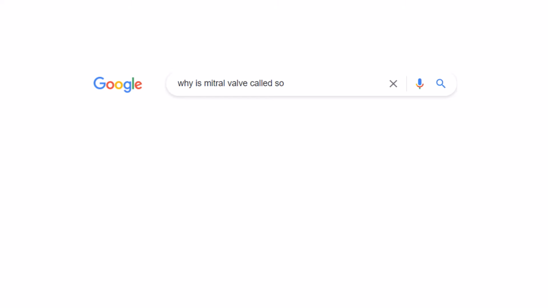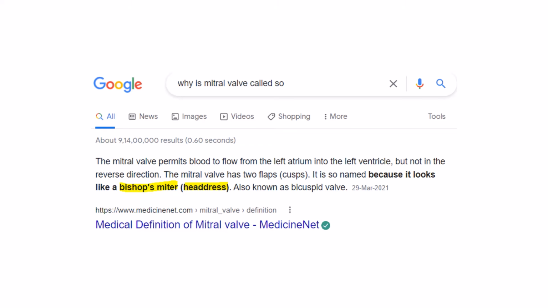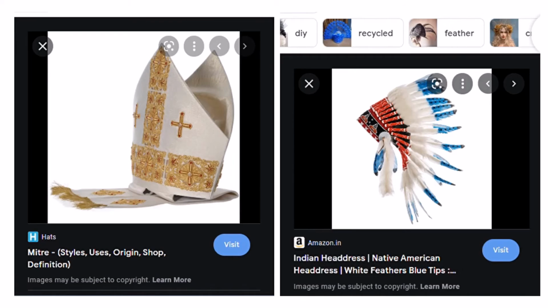Now, what is mitral valve? Well, it's just another name for the bicuspid valve, and I had done a small Google search about it. Now, the bicuspid valve is named the mitral valve because it looks like a bishop's mitre or a headdress. And for those of you who do not know what is a mitre or what is a headdress, I have the results for that as well.